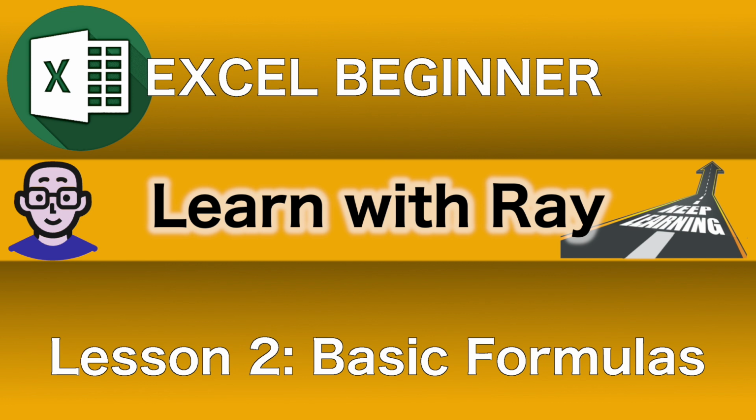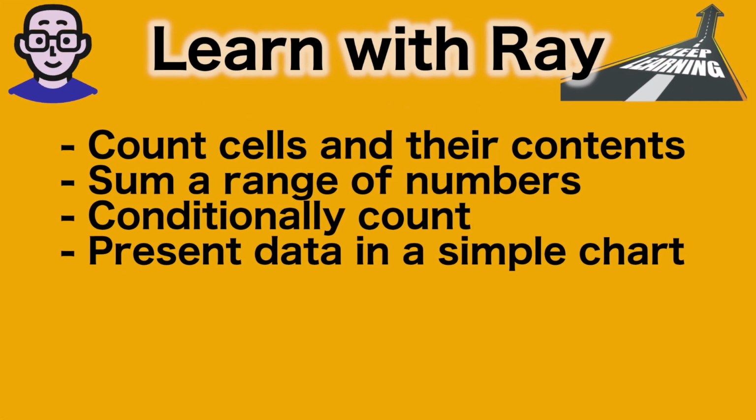So let's take a more detailed look at the learning objectives for today's session. We'll learn how to count cells and their contents, including when cells are blank and numbers versus text. We'll learn how to sum a range of numbers, or add together previous counts that we've made of other data. We'll learn how to conditionally count, i.e. count data based on specific criteria. And we'll also learn how to present our data visually in simple charts. So if you haven't done so already, go ahead and open the file that we created in lesson 1.